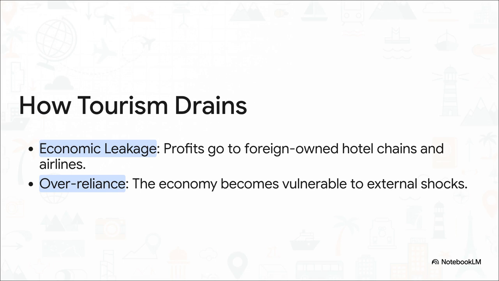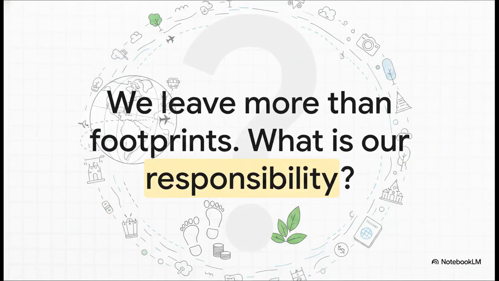So, economic leakage, that's when the profits don't actually stay in the local community, they leak out. Imagine this. You stay at a big international hotel chain. A huge chunk of what you pay might go straight back to their headquarters overseas, instead of staying locally. Then there's over-reliance. This is when a place depends so much on tourism that if something goes wrong, like a pandemic or political trouble, and the tourists stop coming, well, their whole economy is in serious trouble. It's incredibly risky. So there you have it. We've followed the entire life cycle, from a simple desire to travel all the way to its massive global impact.